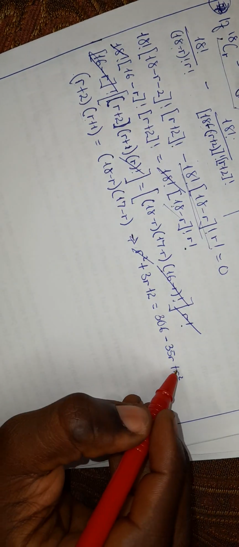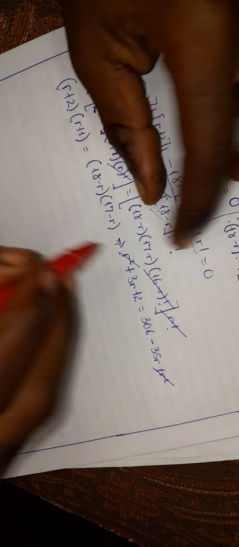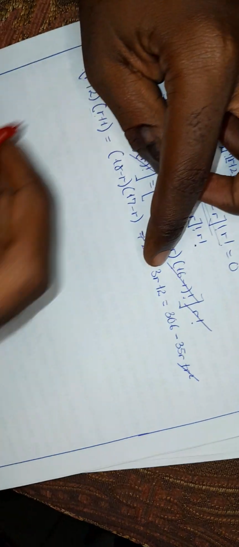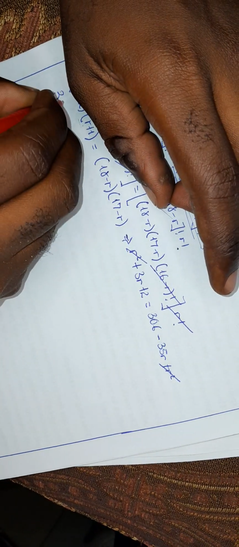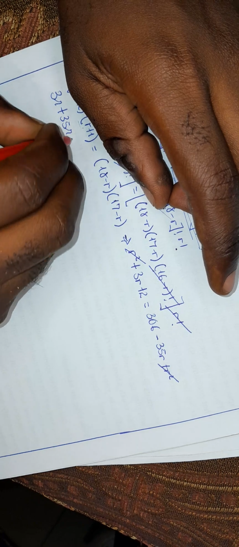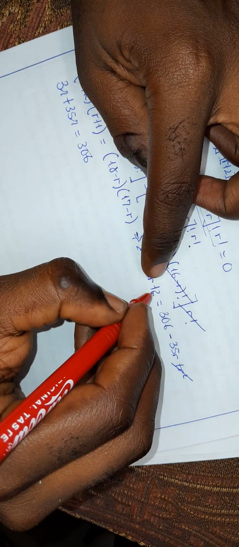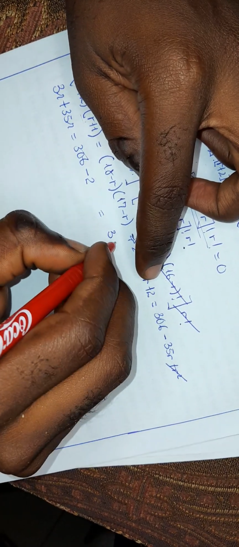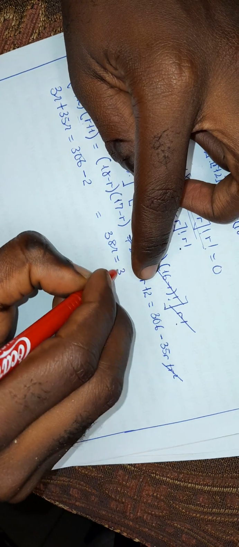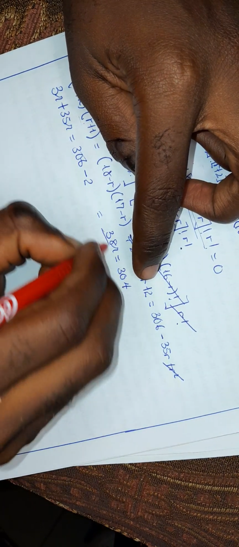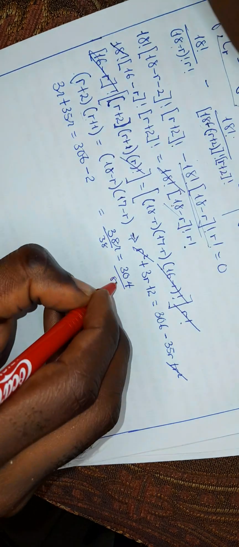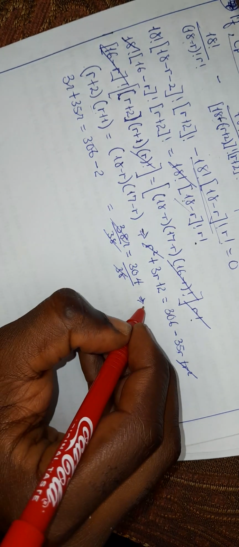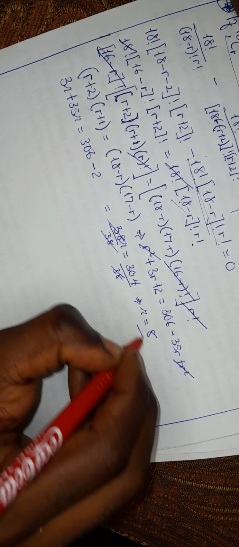This R squared can take away this R squared. This 3R plus that 3R is 5R, which can come here. So it will be 5R equals 306. If 2 comes here, it will be negative 2. So I'm having 38R equals 304. Over 38, over 38, R equals 8.